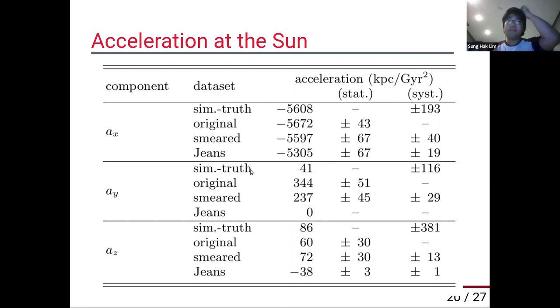This is just some numbers. I just show the acceleration at the sun, and if you compare the simulation truth, and here I just noted as smeared, but this is actually our final result, in all the cases those two numbers are well within the statistical uncertainties and the measurement uncertainties. I just explained how our acceleration estimation works and what its quality is. And the next step is, of course.